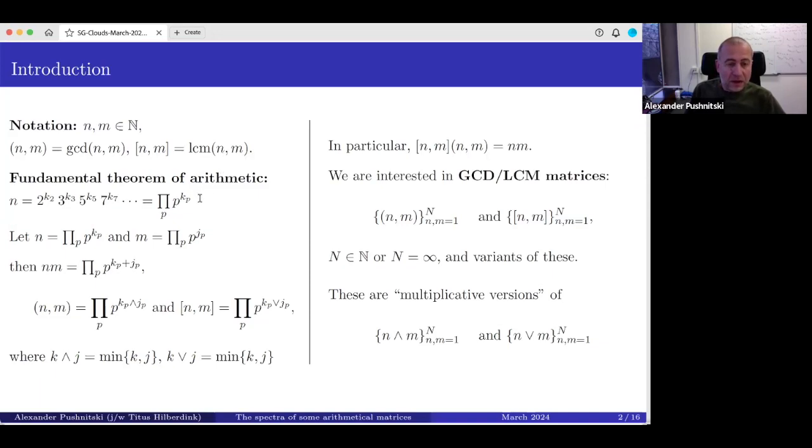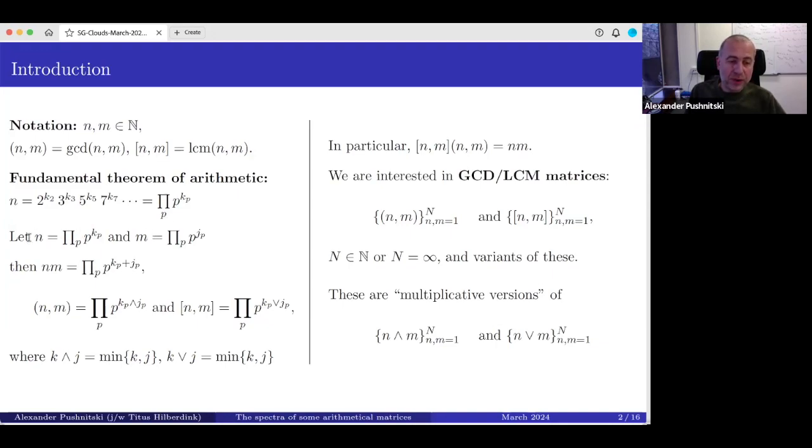And just to remind you, we have the fundamental theorem of arithmetic. Every natural number can be represented as a product of powers of primes. And I will write it in this way. So K_p is a kind of multi-index labeled by prime numbers. p is always prime here.